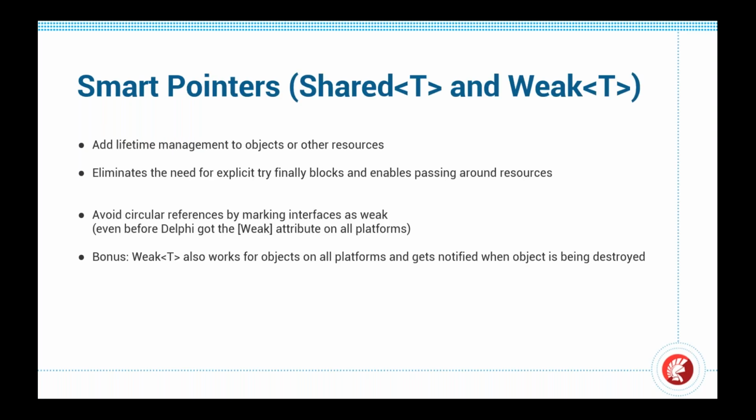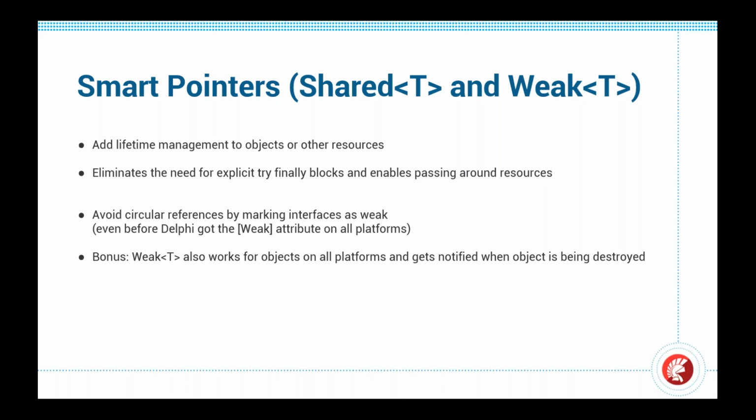Next are the so-called smart pointers. We have the Shared<T> and the Weak<T>, and they can be used to add lifetime management to objects or other resources without explicitly stating a try finally block. And it makes it way easier to pass around such resources, because otherwise you always have to know which is the part of the code that has to, in the end, destroy something. And if you share some resource with more than one consumer, it might get cumbersome to track down which is the last consumer that is responsible for destroying these.